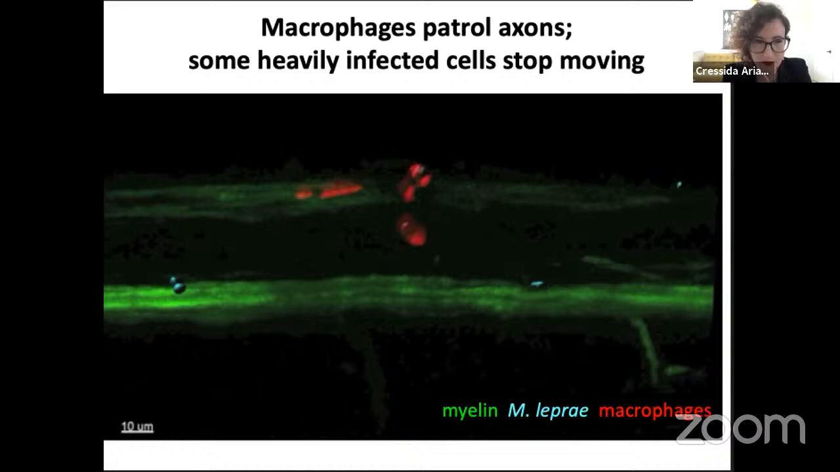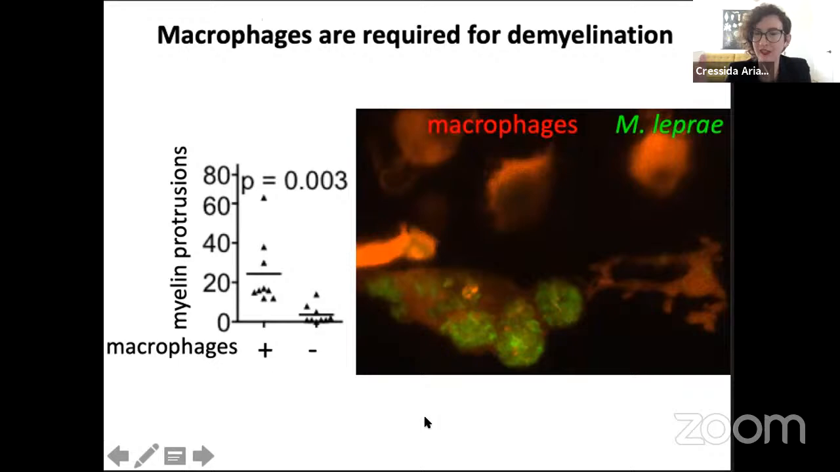So now we had seen that the macrophages were important for this early response to M. leprae infection in zebrafish. So what we saw here, if we knocked out the macrophages from the zebrafish and then injected them with M. leprae, is that there wasn't nearly as much demyelination in these animals lacking macrophages. And we saw in the animals that were still wild type, these granulomas forming in the nerves. So here, this fish has macrophages labeled in red and the M. leprae are in green.